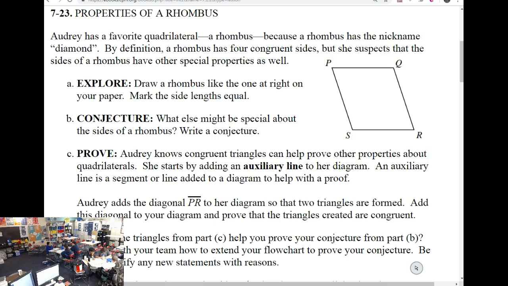Exactly, transversal. A rhombus has parallel sides. Well, let's look at the definition. I think a rhombus is a parallelogram. It doesn't say they're parallel, but we know it does.